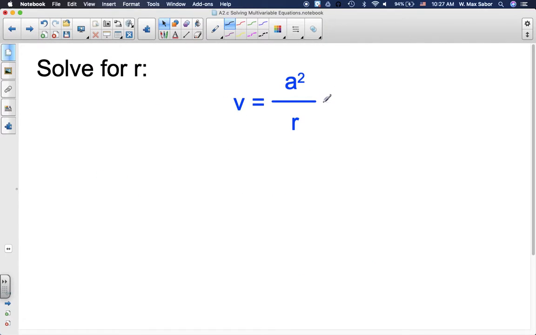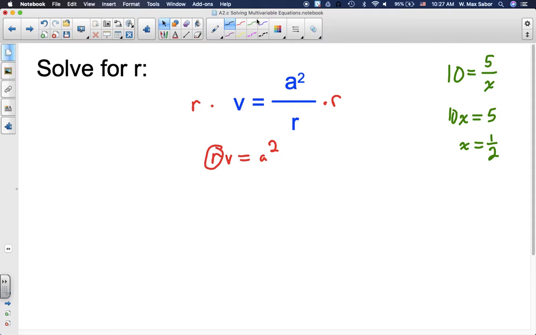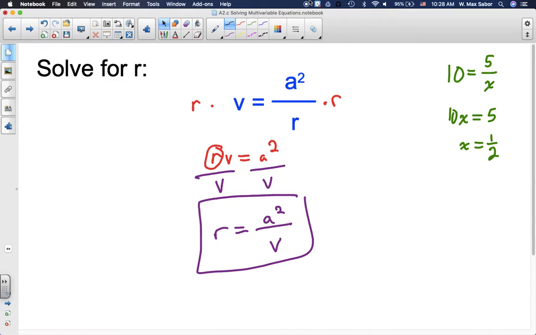Last one, solving for r. If we had 10 equals 5 over x, what we would do is we multiply by x on both sides to get 10x equals 5, and then divide by 10 to get x equals 1/2. So we're going to do the same set of steps here. We're going to multiply by r on both sides. rv equals a squared. But remember, we're trying to get r by itself. So now what we want to do is get rid of the v, divide by v on both sides, r equals a squared over v. That's how we solve multivariable equations.